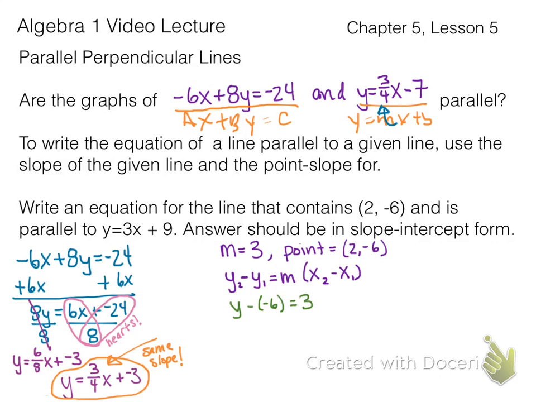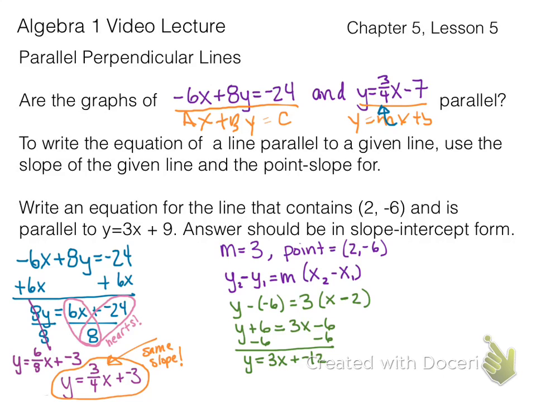We know y1, and we know the slope is m. So when we plug it in, we've got y minus -6 equals 3 times the quantity x minus 2. We need to simplify and distribute. I added the opposite there, so it's y plus 6 equals 3x minus 6. Move the 6 over, and we have something in slope-intercept form. y equals 3x plus -12.